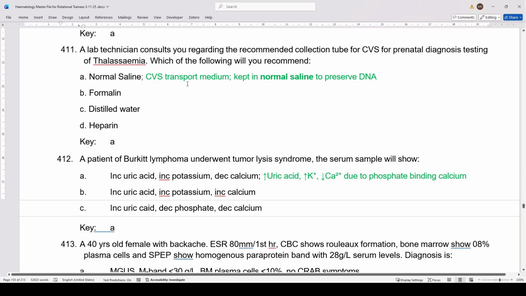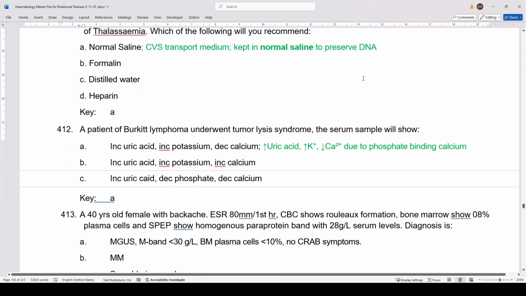It is a CVS transport medium. It is kept in normal saline to preserve the DNA. Okay. So first is correct.